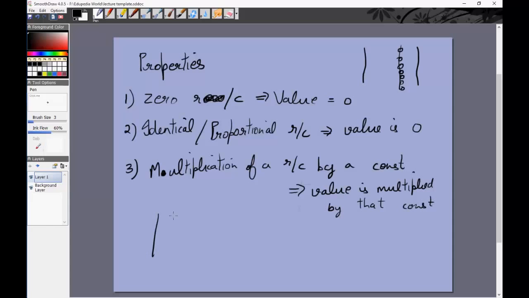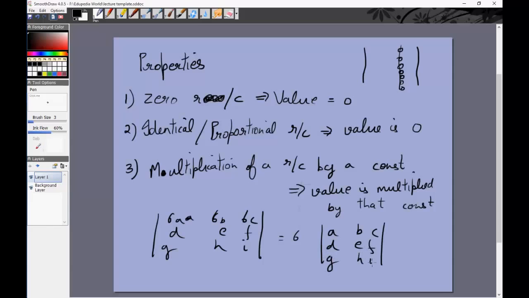So let's say you have 6A, 6B, 6C, D, E, F, G, H, I. Now it is in a single row. If you have this in a single row, then the value of this determinant is equal to 6 times the value of the determinant A, B, C, D, E, F, G, H, I. Right, because this value will be 6A multiplied by something, 6B multiplied by something, 6C multiplied by something if you're expanding it about the first row, and then you can take 6 outside. So multiplication of a row or column by a constant implies the value is multiplied by that constant.